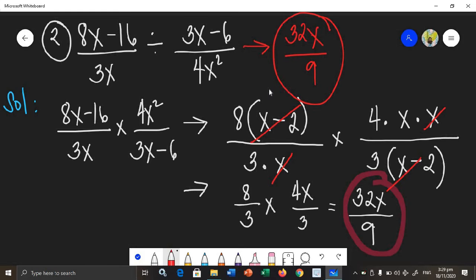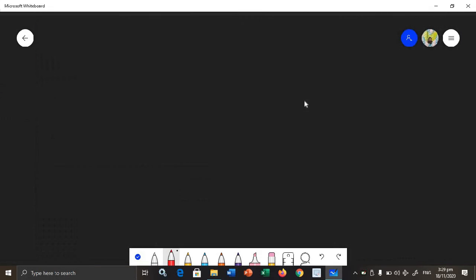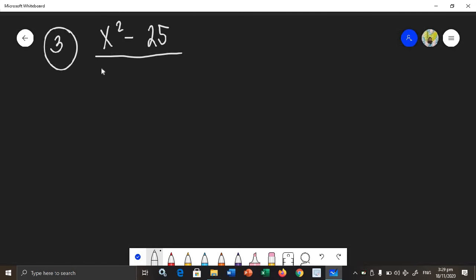How about we solve another binomial? Okay, so let's say we have, what example are we? Number 3. Let's say we will be finding the quotient of this given. So we have x squared minus 25, and we have x squared plus 5x, and we need to divide it by x minus 5.